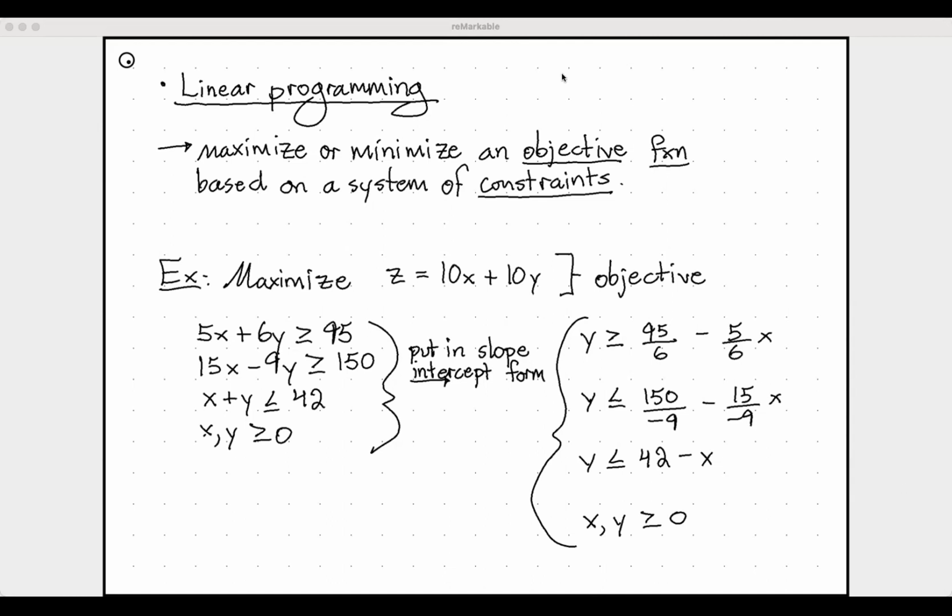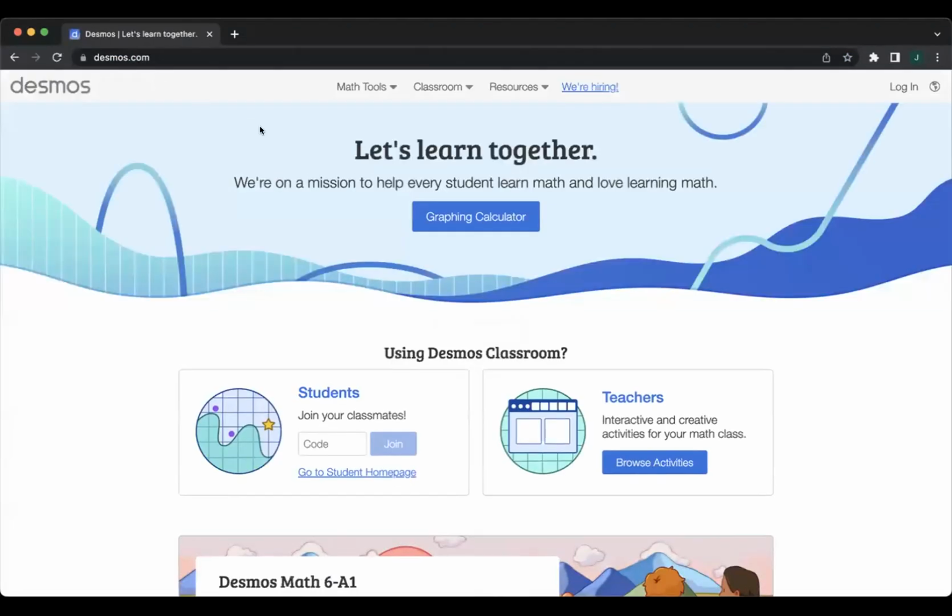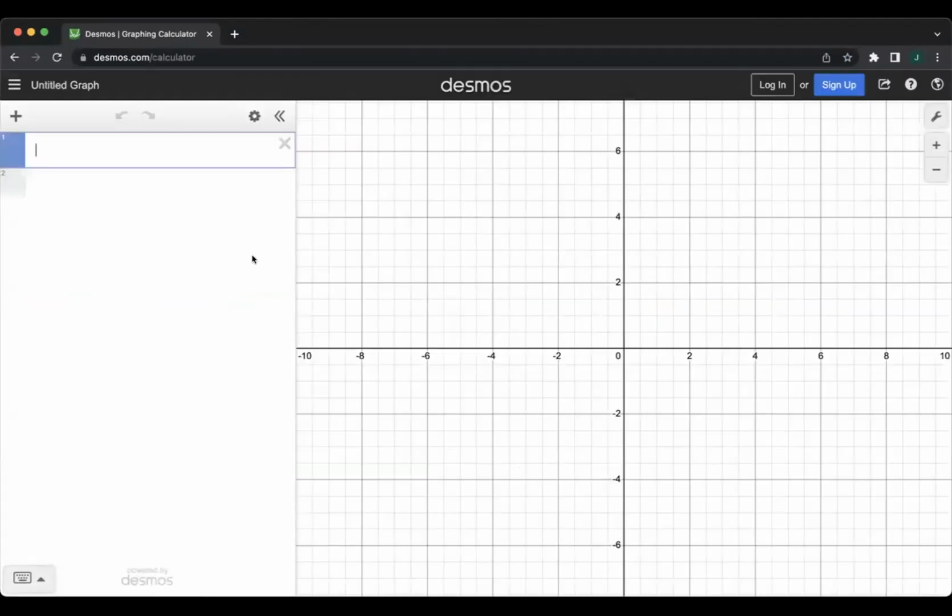So if you bear with me just a second, I'm going to stop sharing this and start sharing the Chrome here. Oh, here we go. Hang on. Actually, I have to have Chrome pulled up in order to share it, I suppose. Okay, so there's Chrome. And I'm just going to pull up Desmos graphing calculator. Okay, so I'm going to put these equations into the graphing calculator.